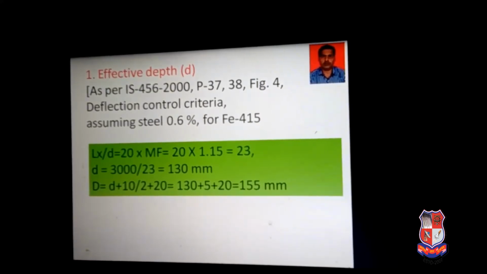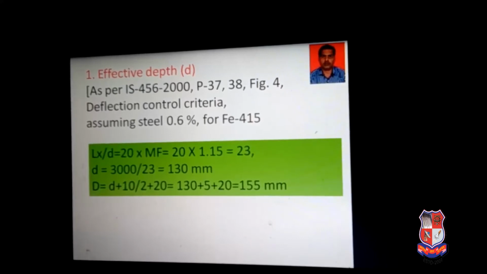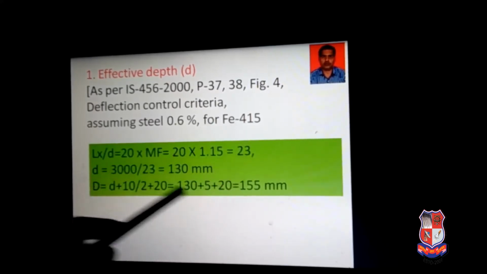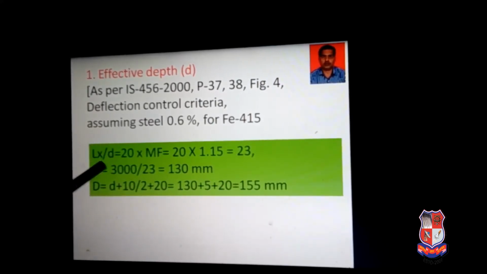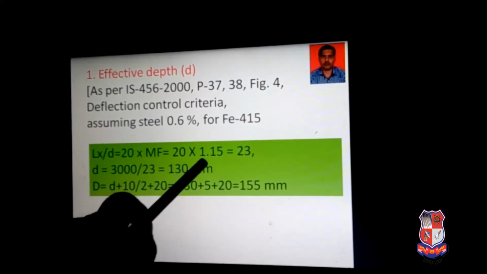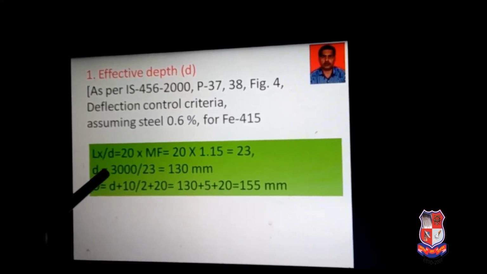The first design step is to calculate effective depth as per IS 456-2000, again page number 37, 38 and figure 4. This is the deflection control criteria to find out the small d. Here, as we don't know any steel area before the design, we assume a design steel percentage, that is 0.6%, and for Fe415 steel grade, the L by d ratio as per IS code for simply supported beam type is 20 into modification factor. So for this assumed 0.6% steel, we get modification factor 1.15 from figure 4, so 20 into 1.15 comes 23. So the small d comes 3000, that is the Lx value, divided by 23, that is 130 millimeter.